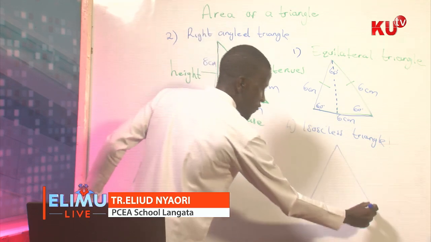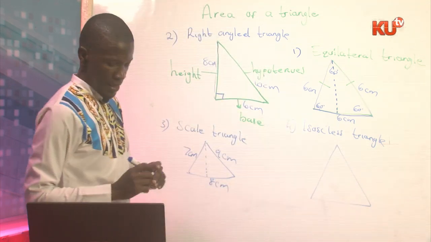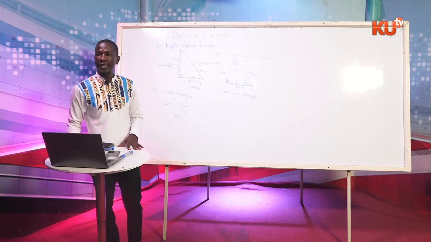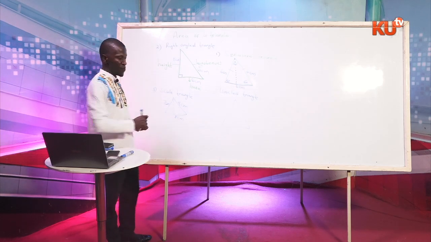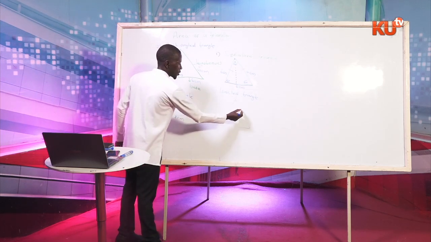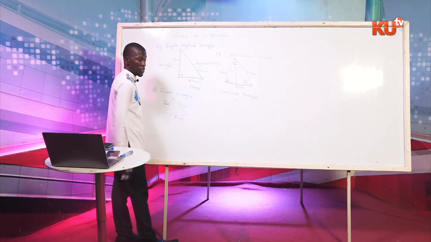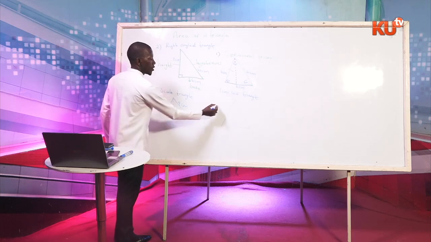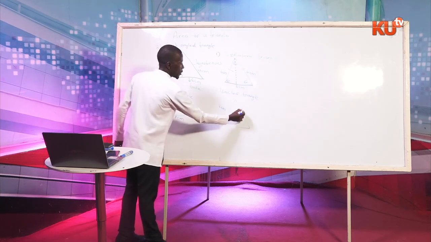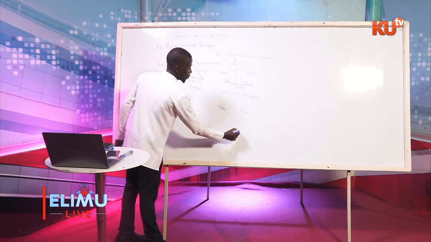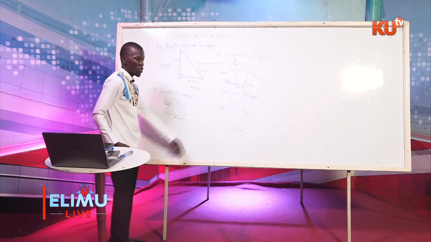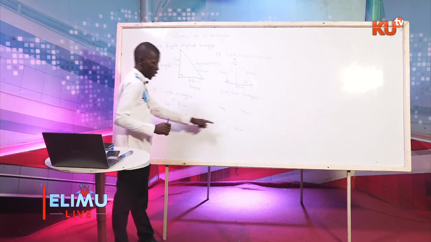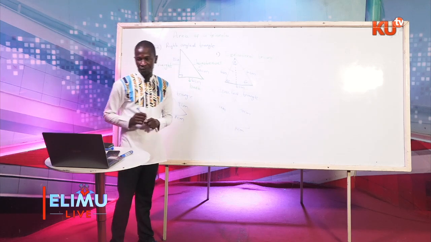When we talk of an isosceles triangle, two of its sides are always equal, and we represent it with the use of these two slants. This one shows that this line and this line are equal. So if this is 6 centimeters, this one is also 6 centimeters, then this one can be 8 centimeters. So the two sides are equal, as well as the two angles.